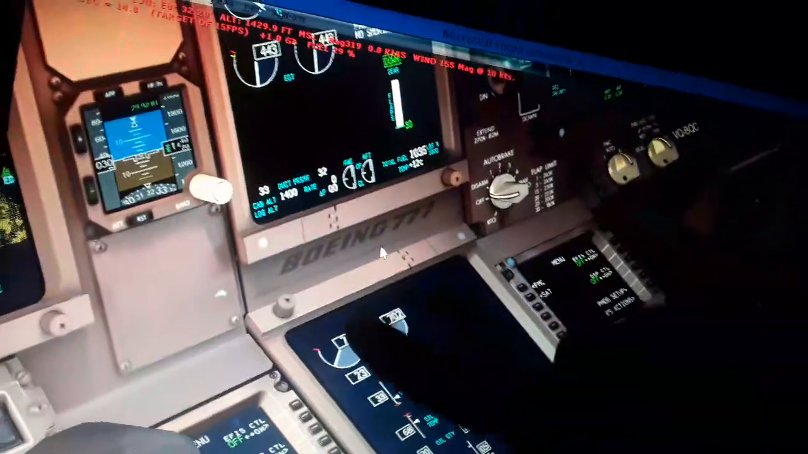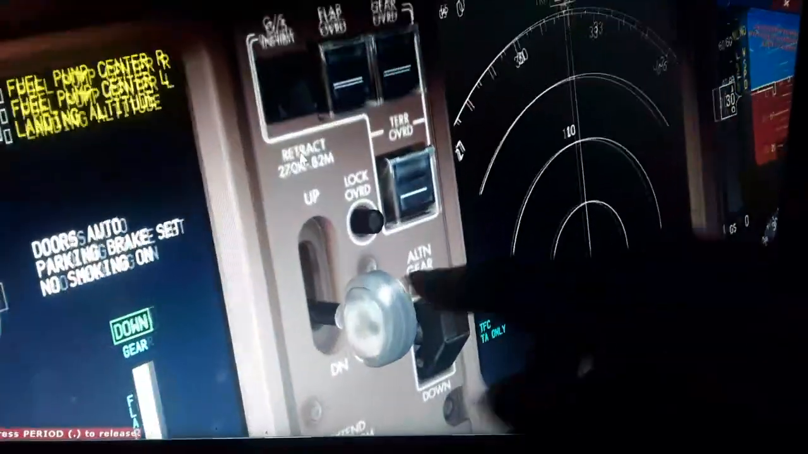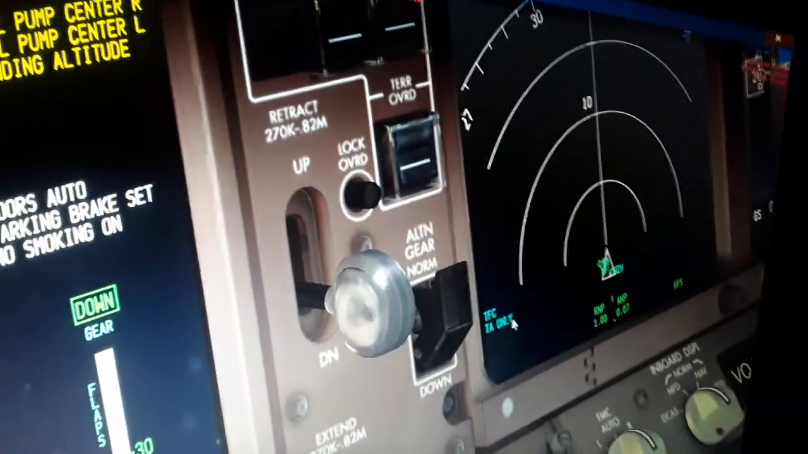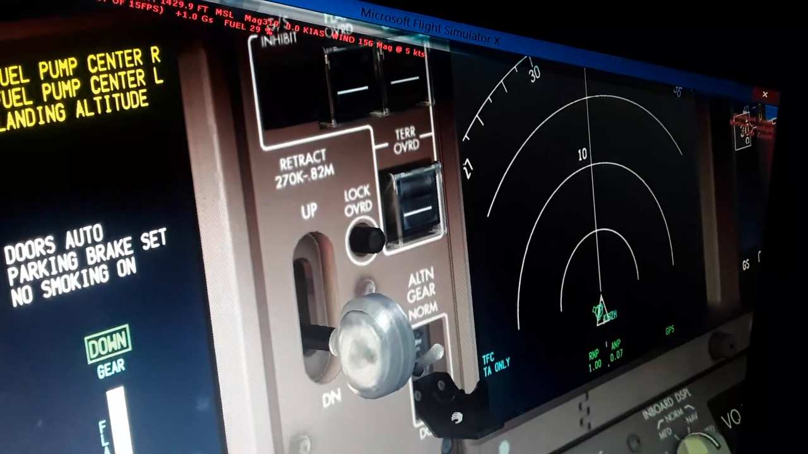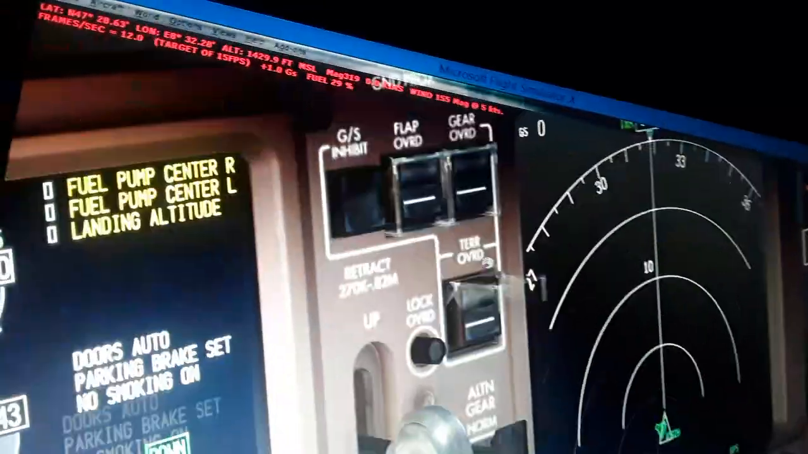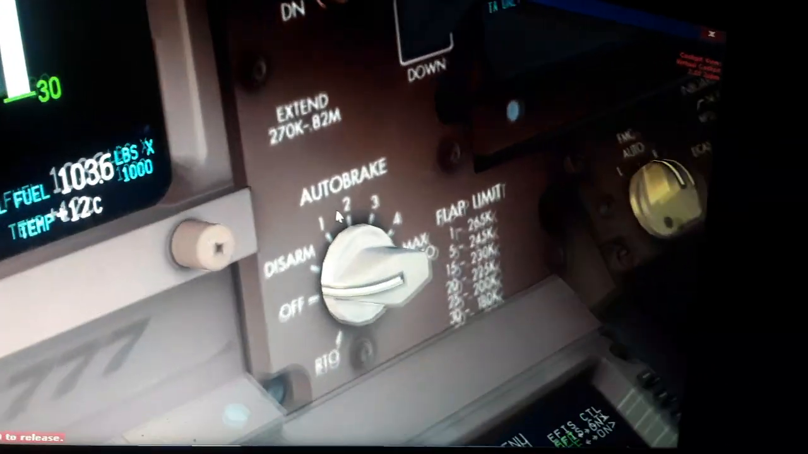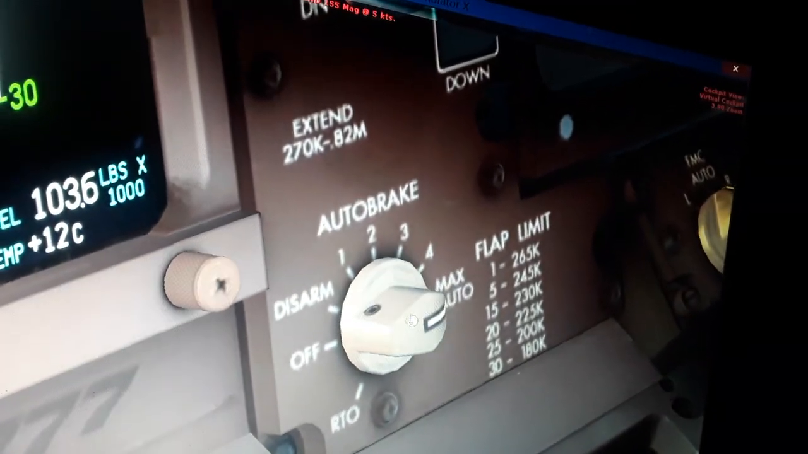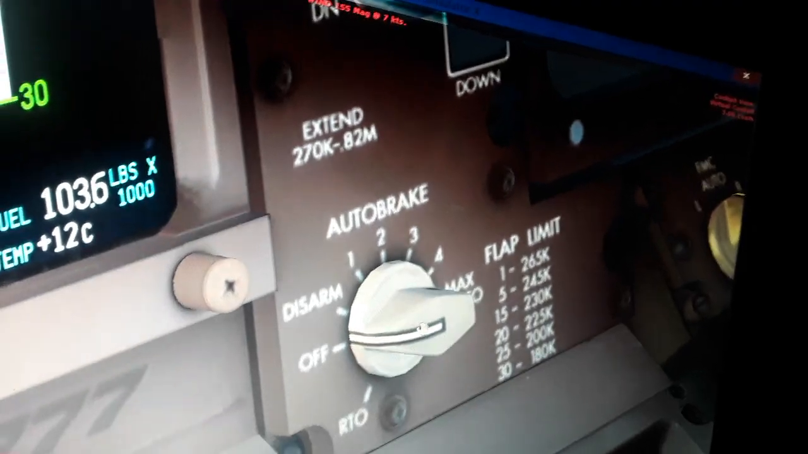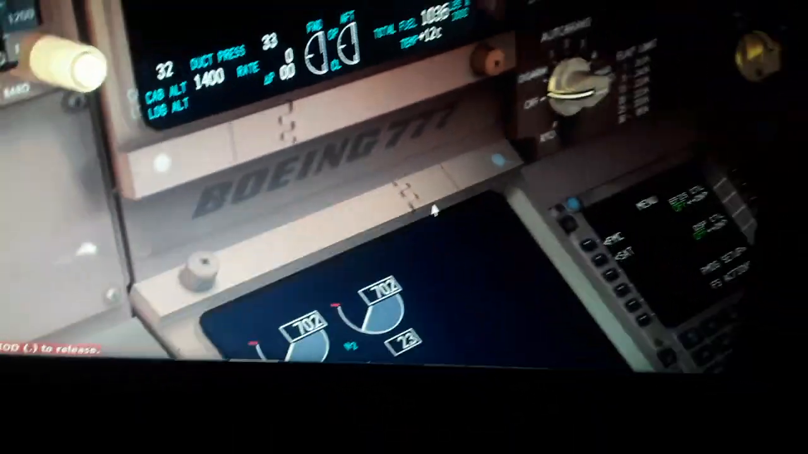So we can see now we have the left and the right turbofan engine here and here. We have the landing gear here, external retract, the alternate gear in case we have a failure of the normal mechanism, the lock override, the terrain override, other systems, gear override, ground proximity. We have the external retract limit for the landing gear, the autobrake, maximum takeoff, rejected takeoff, for instance, the flaps limit. You can see the Boeing 777 over here, which is the trademark of our aircraft.